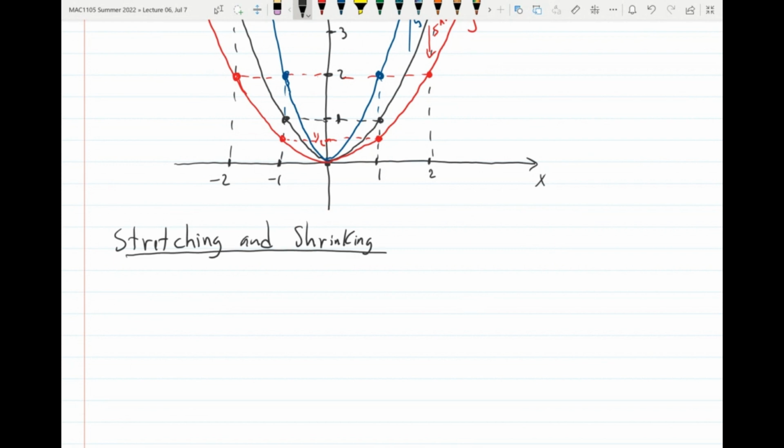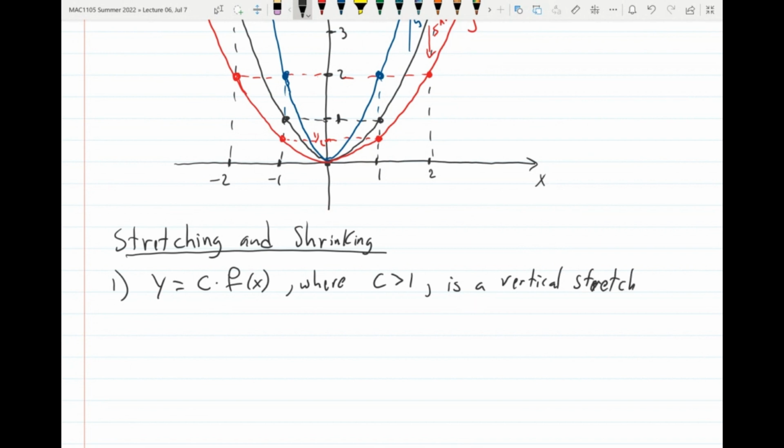All right, so the first statement is number 1. So y equals c times f of x, where c is a number bigger than 1. This is a vertical stretch of the graph of f by a factor of c. Okay, so it's a vertical stretch of a graph of f by a factor of c.